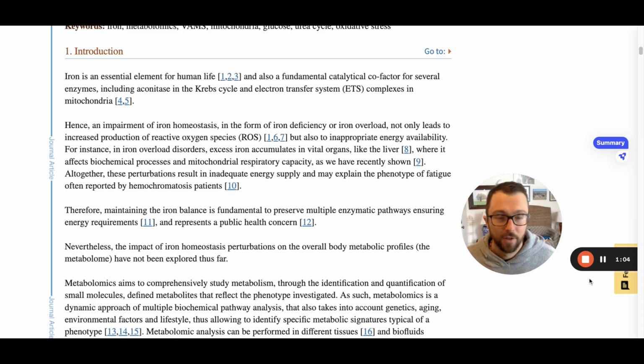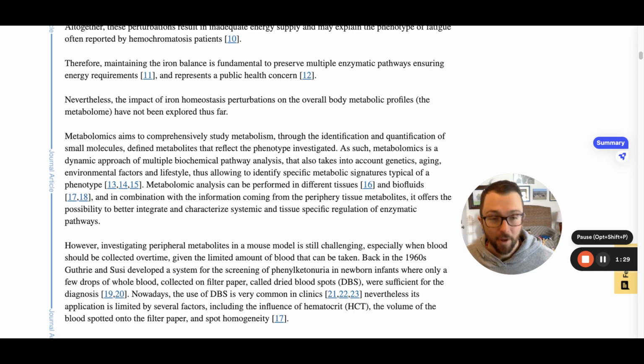In the introduction, the paper goes through some of the basic concepts behind iron dysregulation in the body, specifically the increased production of ROS, which we are familiar with in the development of diabetes, as well as affecting bioenergetics, so altering glucose metabolism and fatty acid metabolism at the same time. And another cool word that you may not be familiar with is metabolomics, which is essentially the study of metabolites within a specific organism.